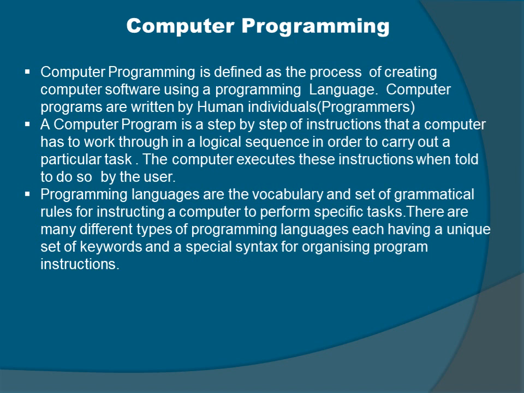There are many different types of programming languages, each having a unique set of keywords and special syntax for organizing program instructions. It depends on the programming language. The structure of program writing in C is somewhat different from C++, and then Java again has different syntax, that is, grammatical rules. The keywords that we use are also different. This depends on how that particular programming language was designed.